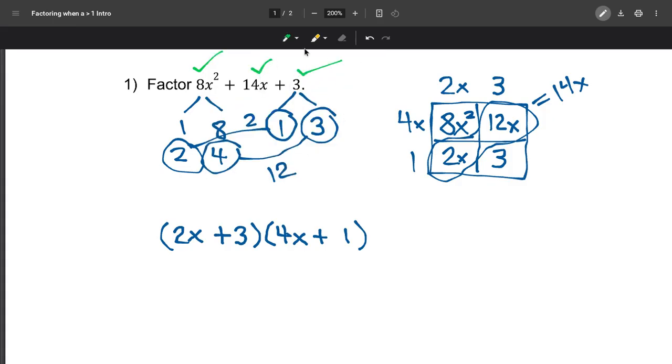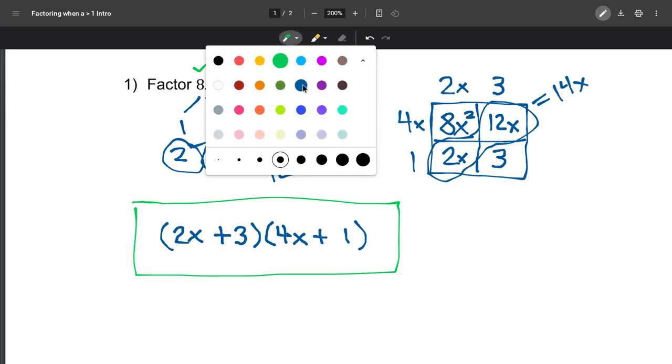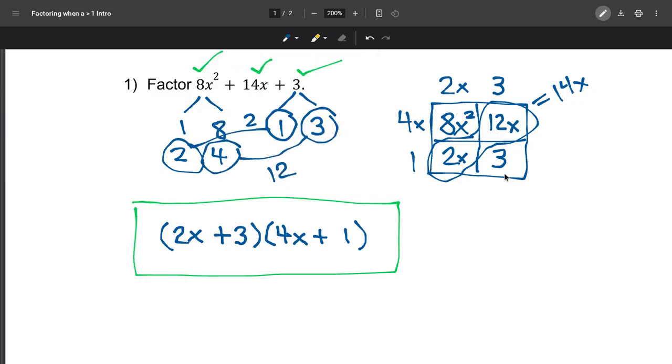Okay? So as you're initially doing this, you do want to always check your work to make sure that you're getting the correct factored form there. All right? Let's take a look at a few more problems, and hopefully you'll start to get the hang of this.